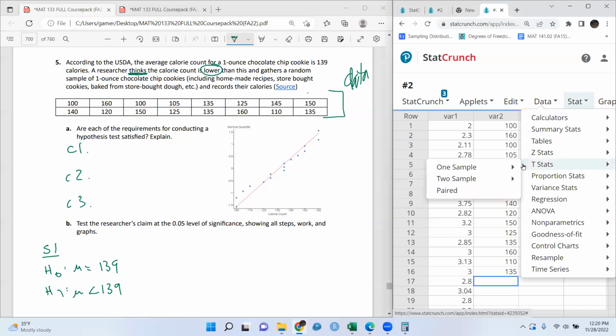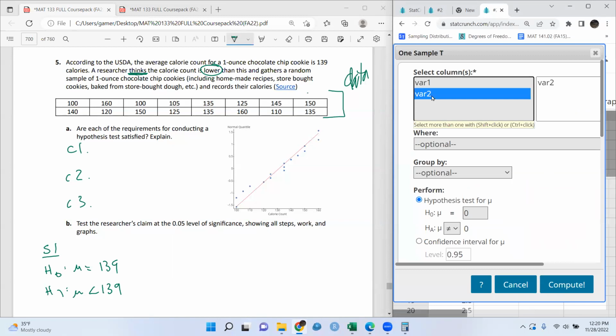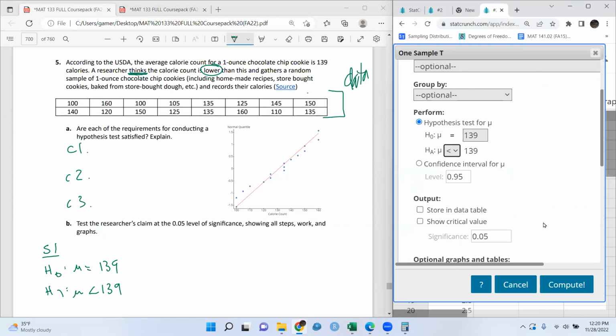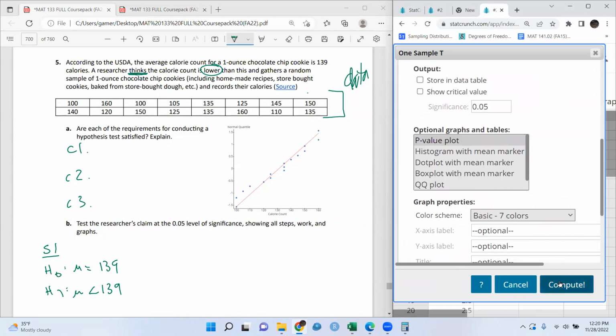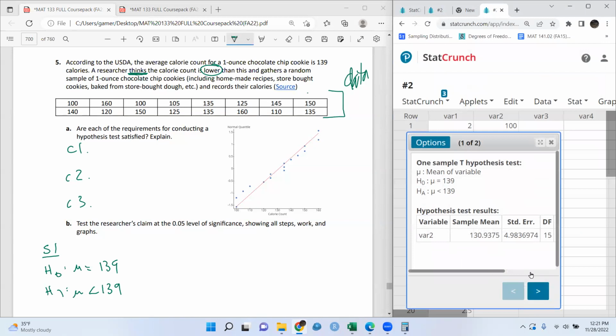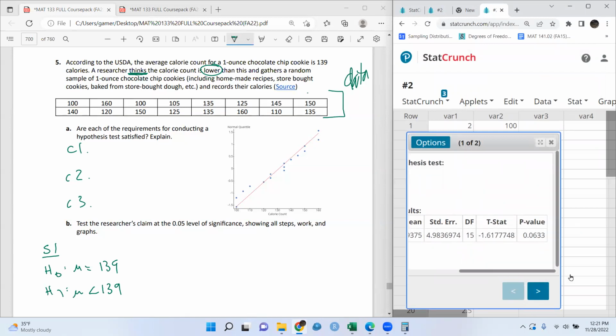Let's jump to the T-stats, one sample with data. Variable 2, got my 139. Man, all of these problems were less than. I actually couldn't find any greater than ones on these. Just in case we want it, compute. And did you get step 3? I'm just going to write down the p-value and the t-stat.